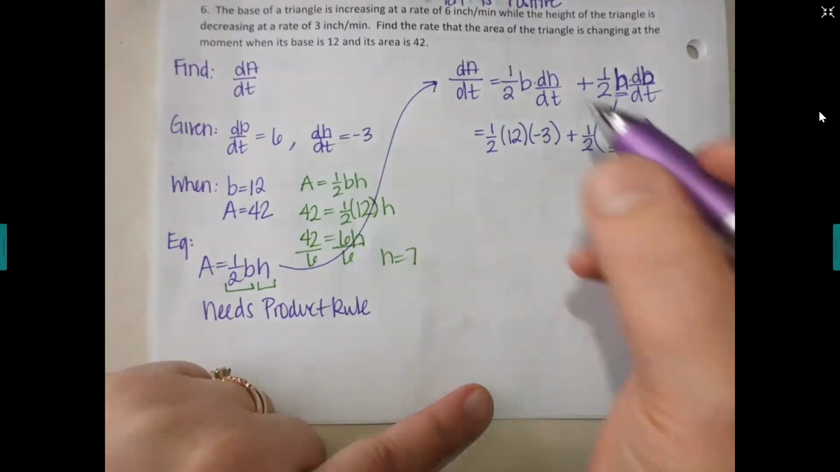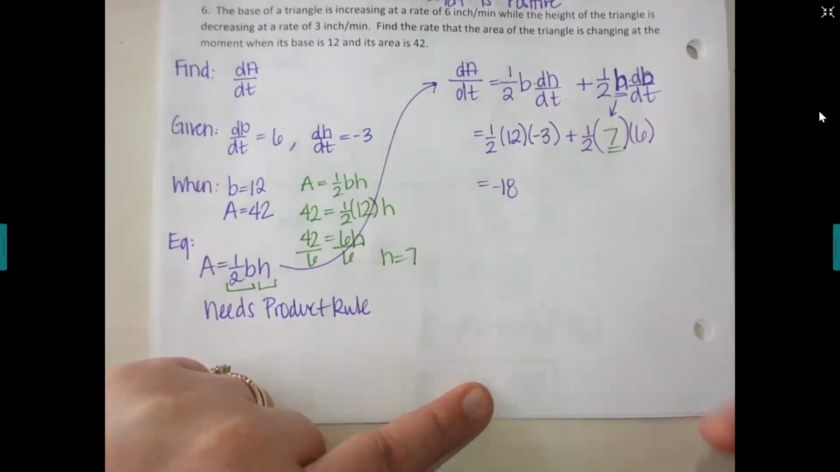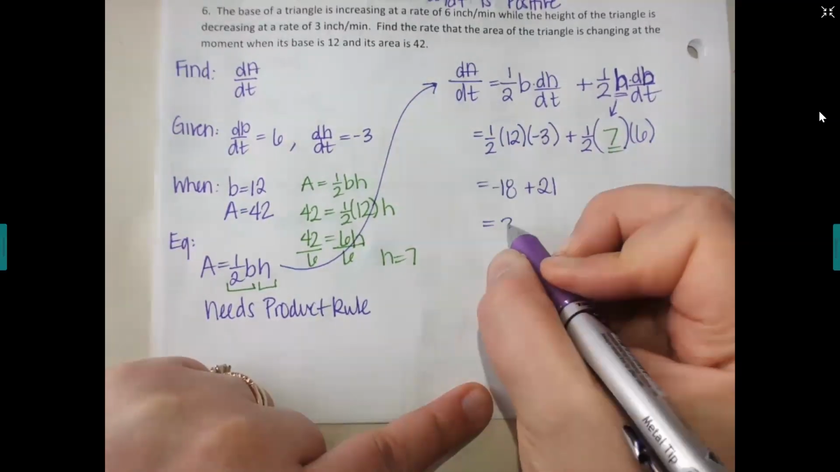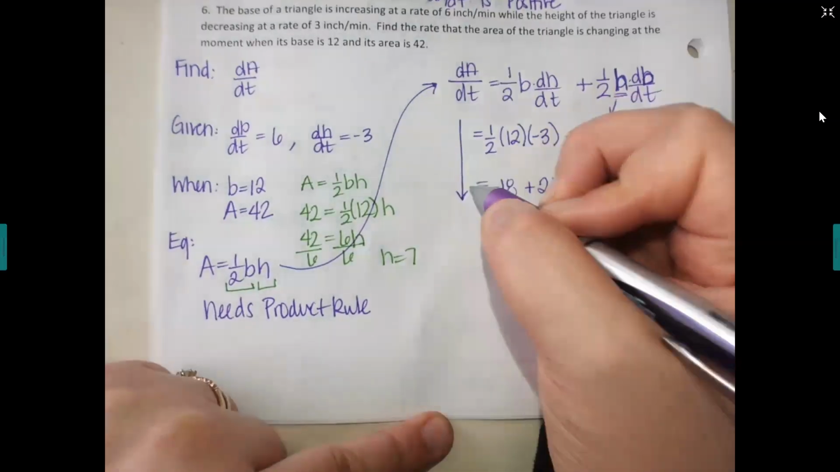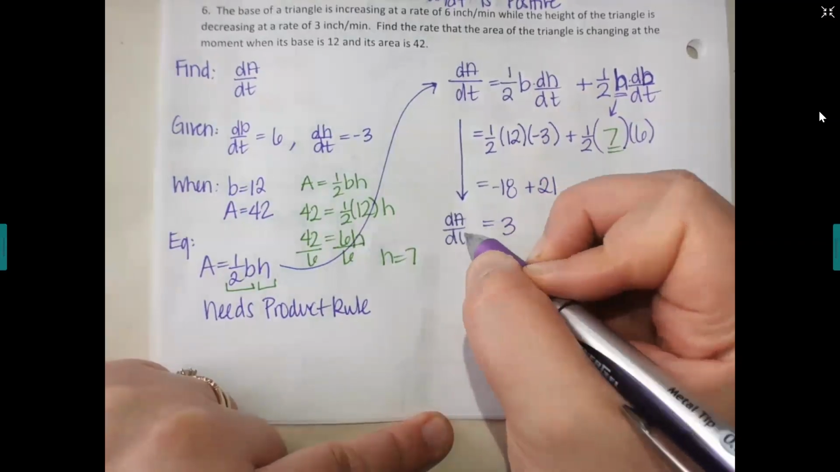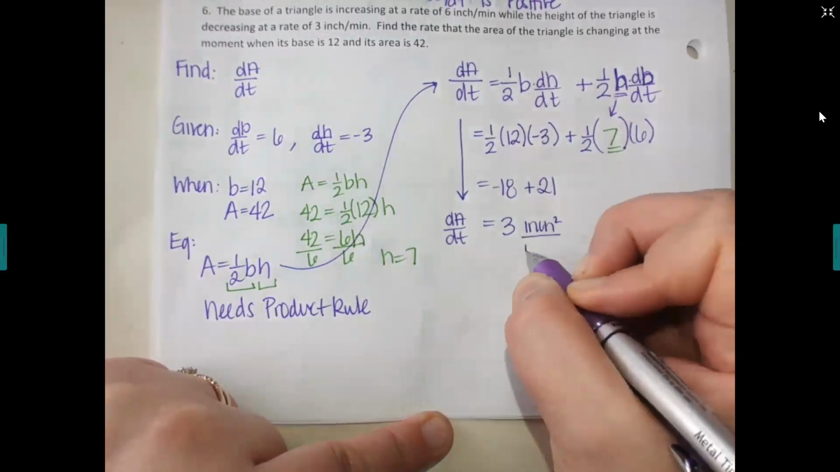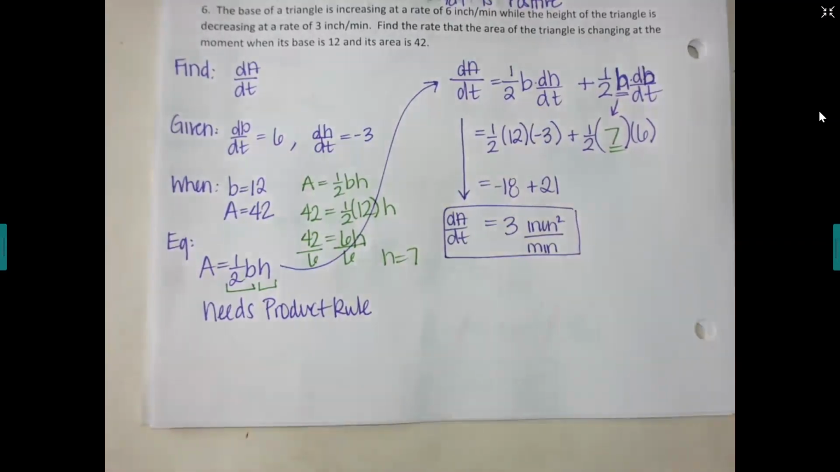So from here, half of 12 is 6 times -3 is -18. Half of 6 is 3 times 7 is 21. 21 minus 18 is 3. What will my units be if this is a dA/dt? It would be inches squared per minute. Very good. Okay, so even though one leg of the triangle is getting bigger, the other one's getting smaller, overall, your area would be increasing because your dA/dt came out positive.